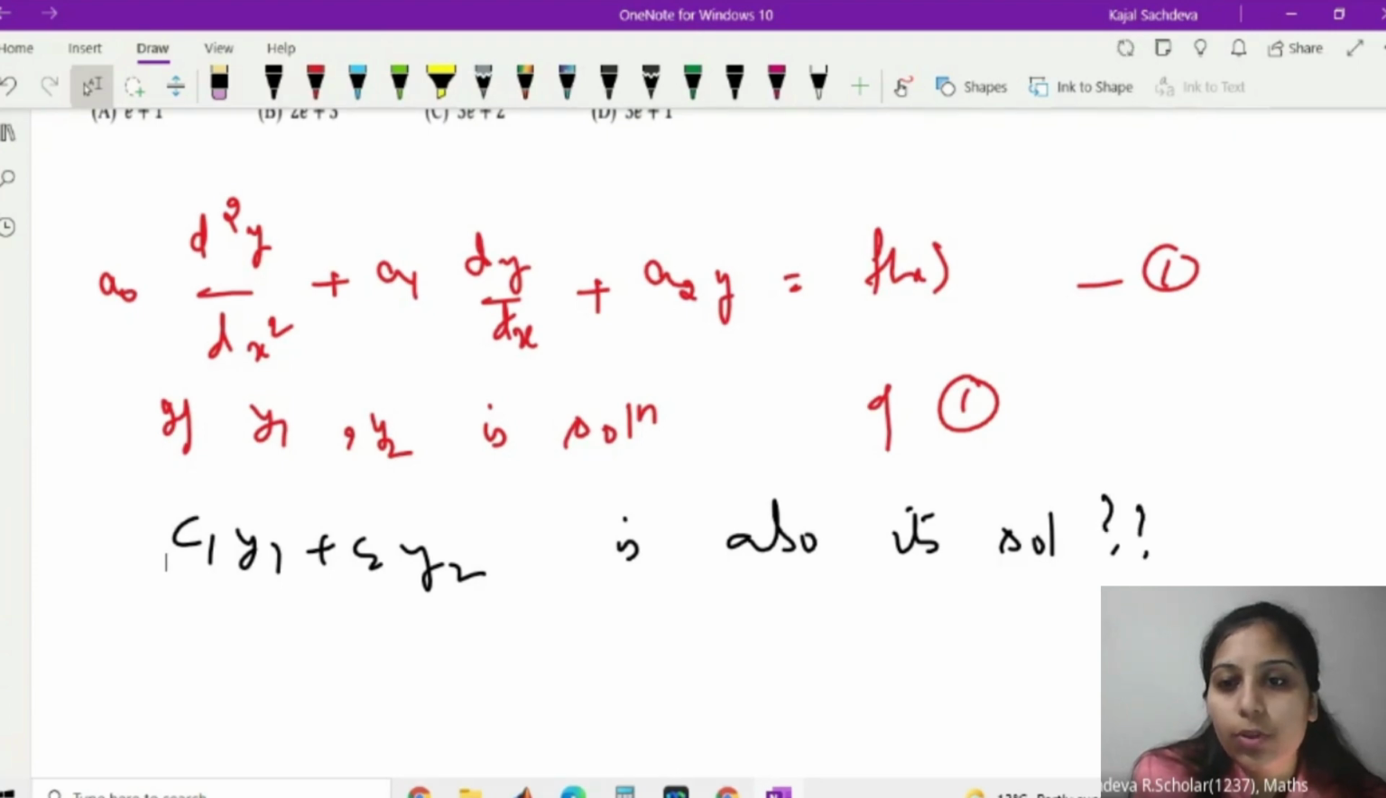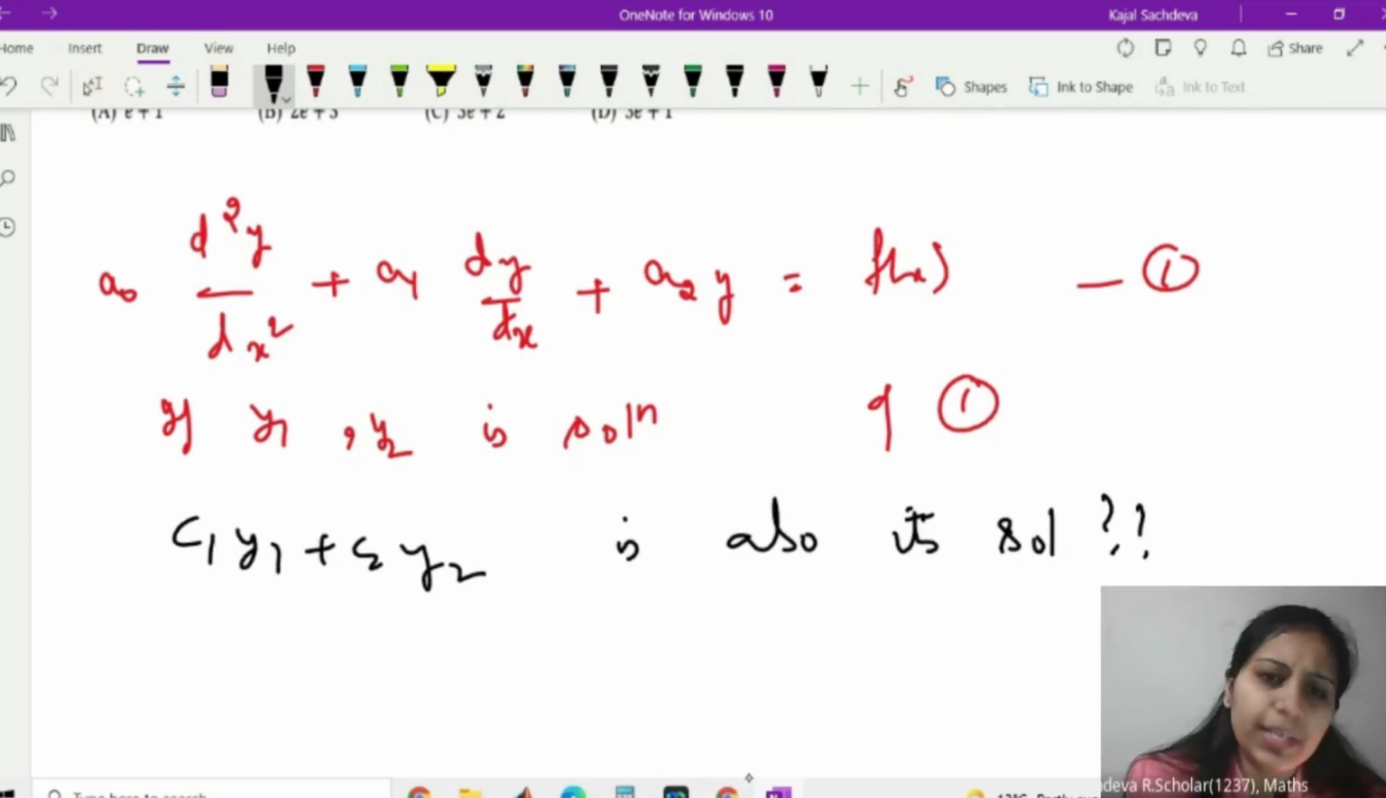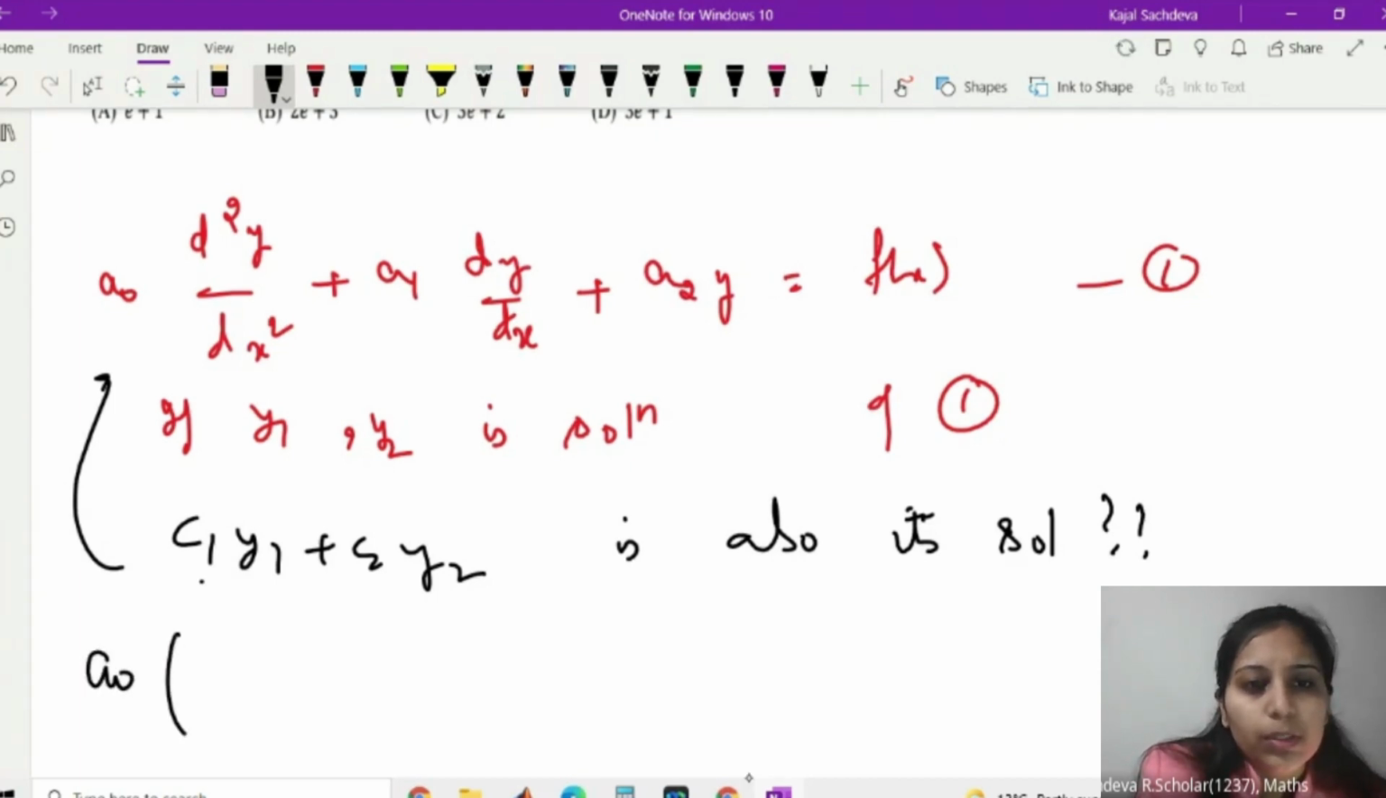This is a question for you. Yes. So let's check whether it is a solution or not. If it is a solution, then it will satisfy the first equation. So put this back in the first equation. I would say y will satisfy this equation.